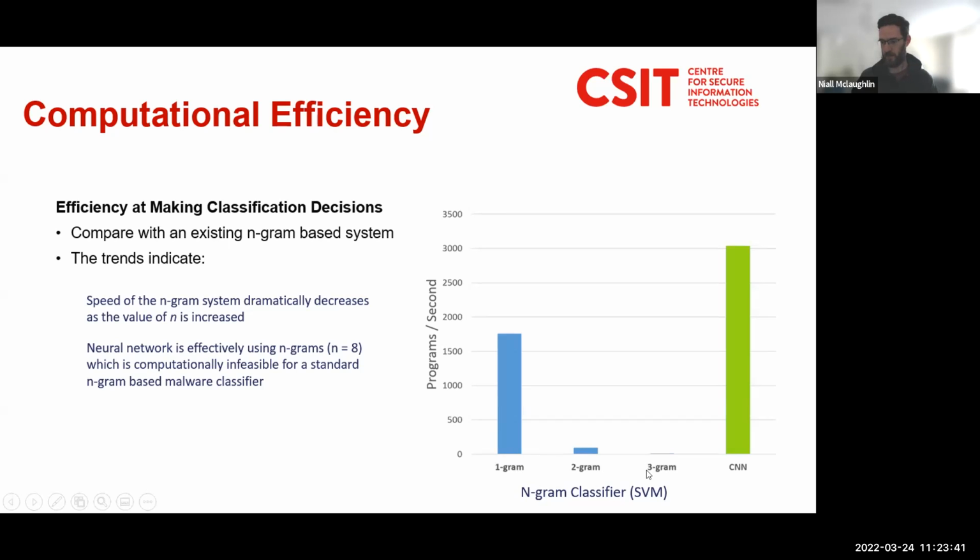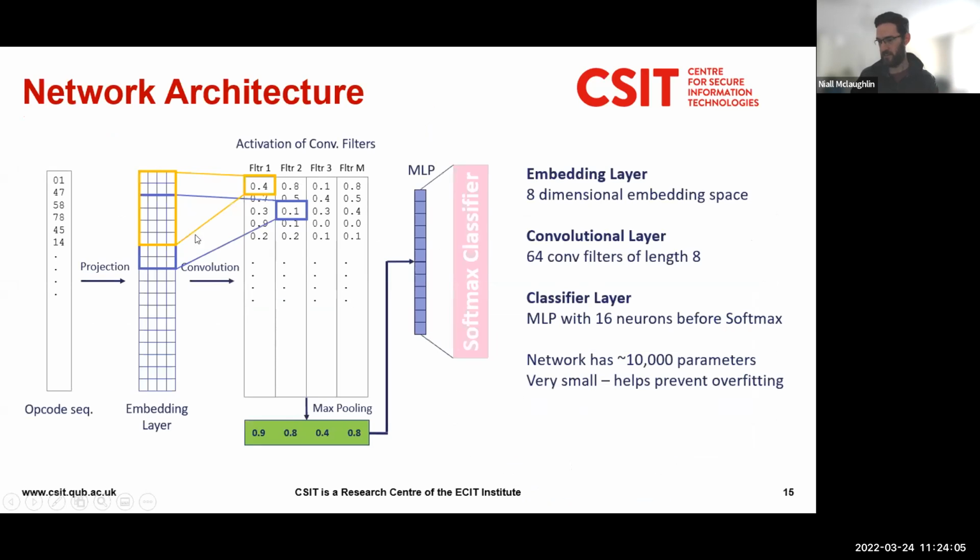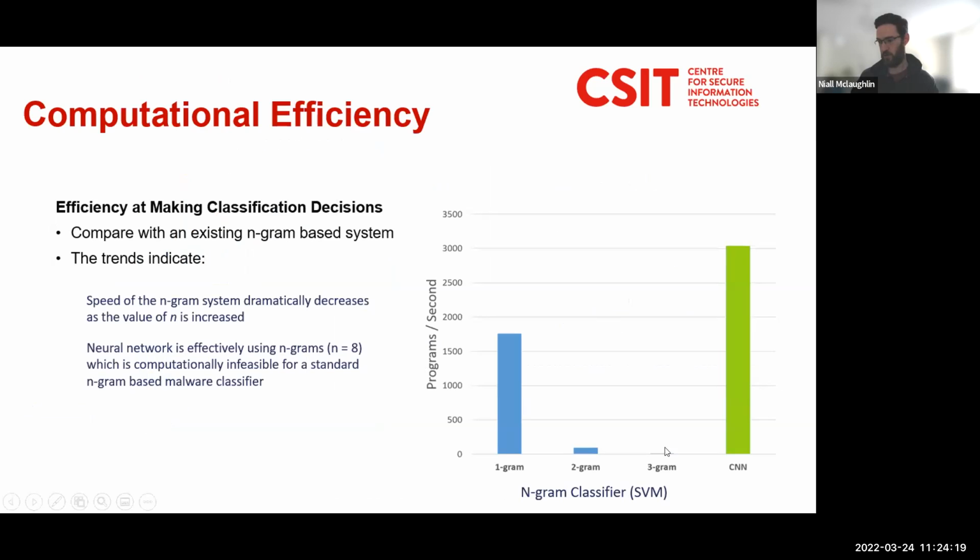So if they were using 3-grams, so that's sequences of opcodes of length 3, they could barely process 1 or 2 programs per second. The CNN, by the way, was processing roughly 3,000 programs per second. And how does that compare with the n-gram system? As you increase the length of the n-gram, its performance improves. In our CNN, the length of the n-gram is basically the length of this convolutional filter. So by making this convolutional filter longer, you increase the effective n-gram length of the CNN. In our case, we were effectively using an n-gram of length 8, which would have been actually impossible with this conventional machine learning classifier based on SVMs.